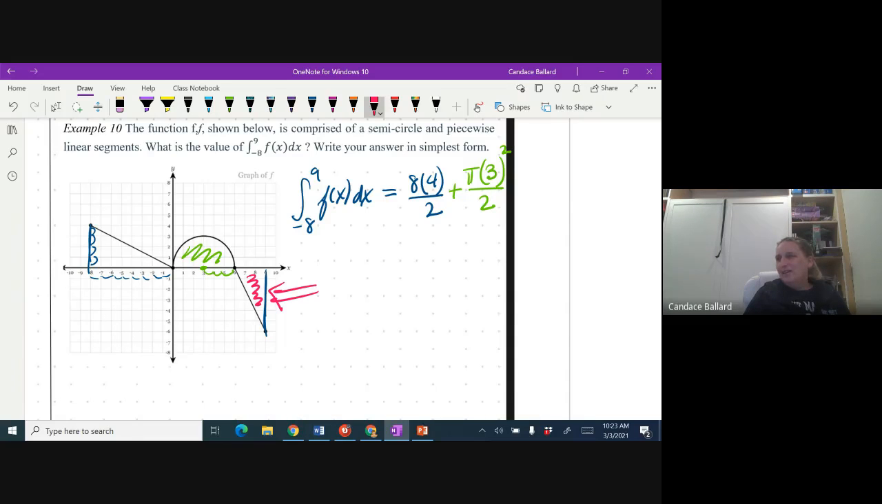All right. It is negative area. So I want to start with a negative. You guys pick up on this fast. You're awesome. 1, 2, 3. So base of 3. Because I took care of the negative in here, I don't need to worry about the height being negative. So 1, 2, 3, 4, 5, 6. And then divide by 2.